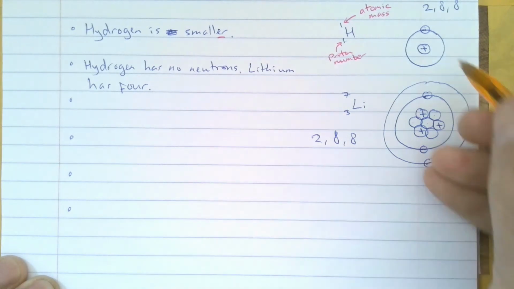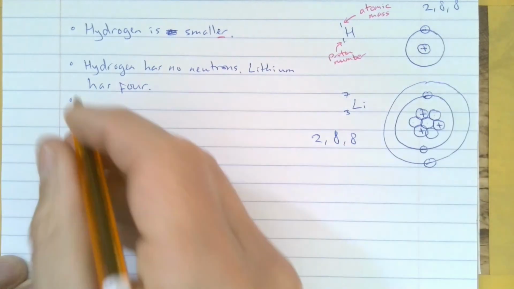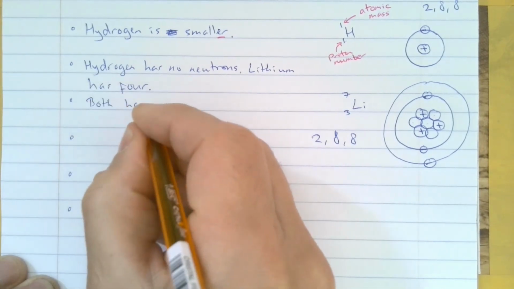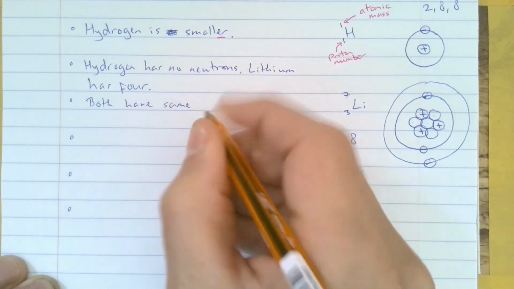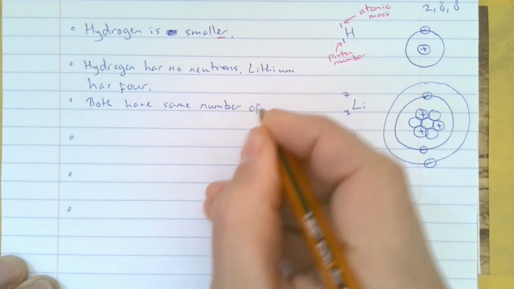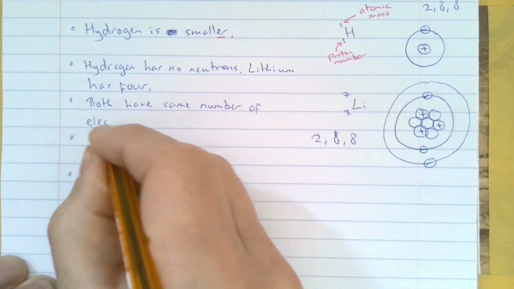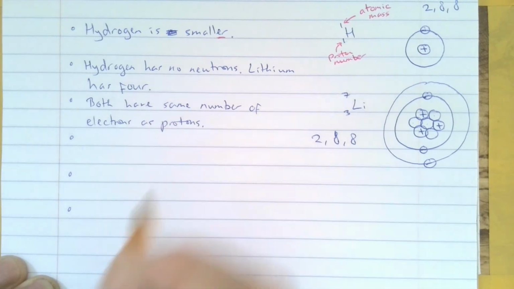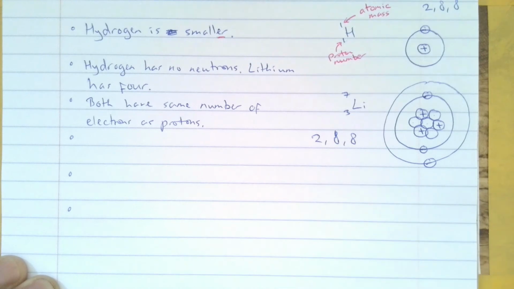What else? Both of them have got the same number of electrons as protons. That's always the case with atoms. So both have the same number of electrons as protons. So the atoms have no overall charge. We always know that. All atoms have no overall charge because all atoms have the same number of protons as electrons.